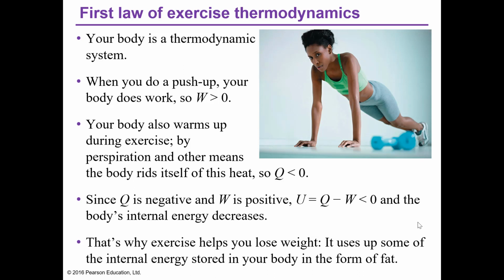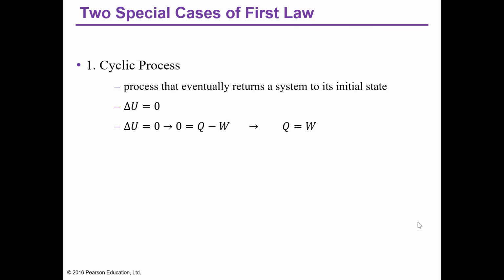So exercising, like running, counting calories and so on, okay? There are two special cases of the first law: the cyclic process and the isolated system. For the cyclic process, you have to take note that the change of internal energy is equal to zero. It means that the final internal energy must be equal to the initial internal energy.